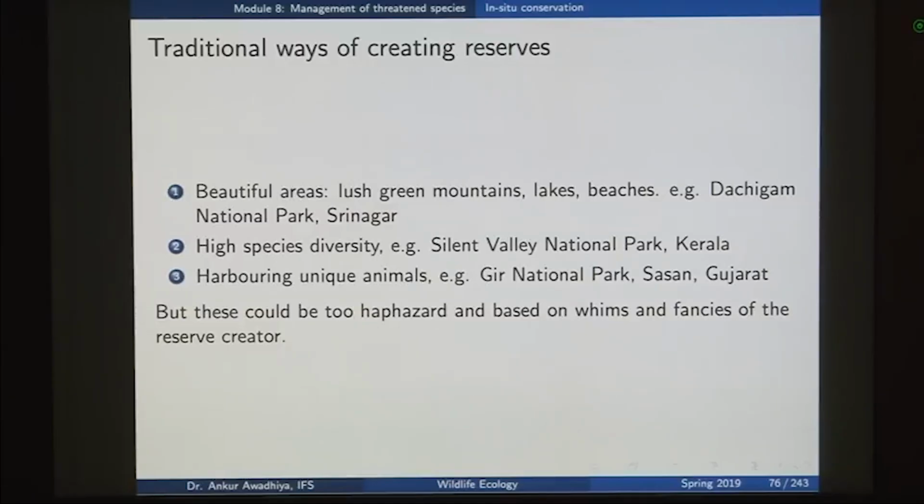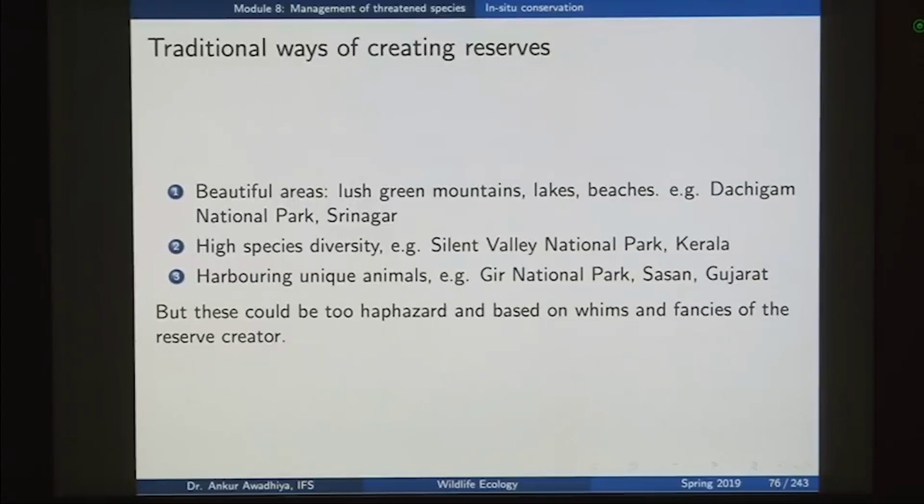We can use our understanding of ecology to say that we should create a reserve in an area that has a high species diversity, so that we can conserve a large number of species if we create a reserve. An example is the Silent Valley National Park in Kerala. This area has a very high species diversity.